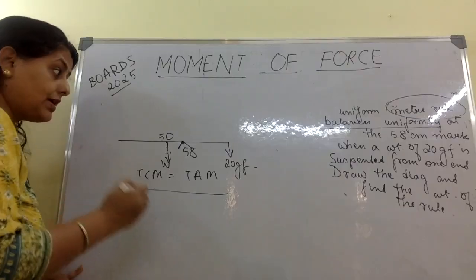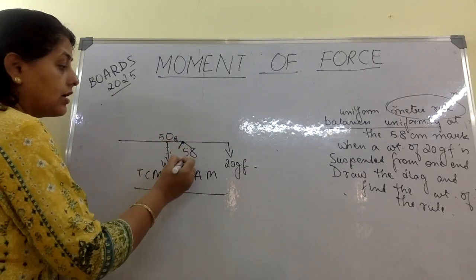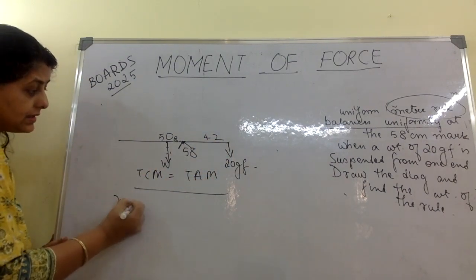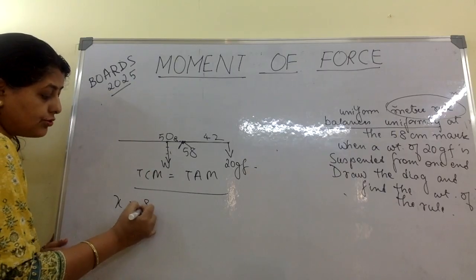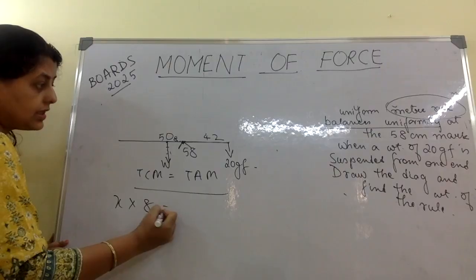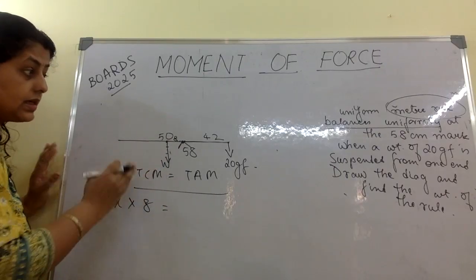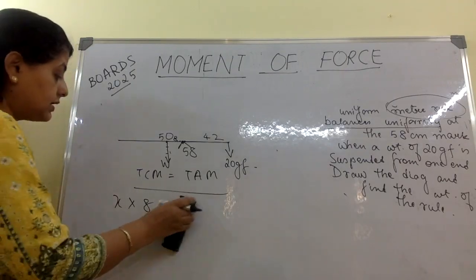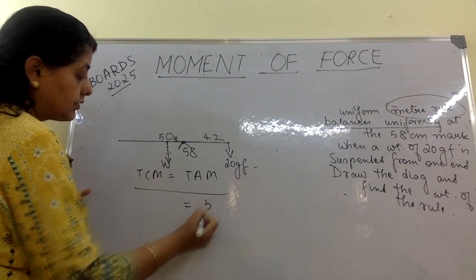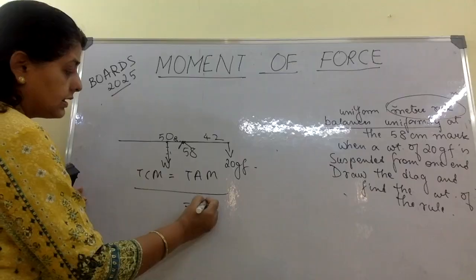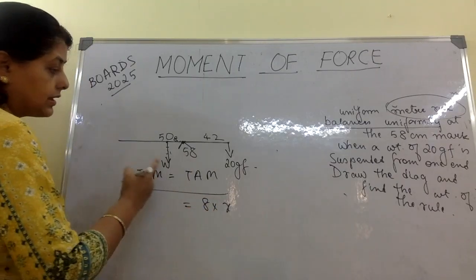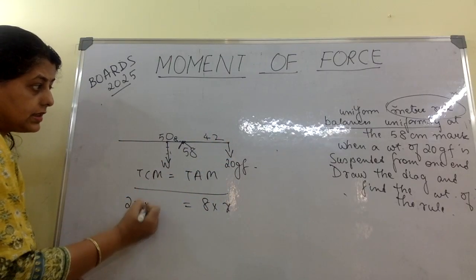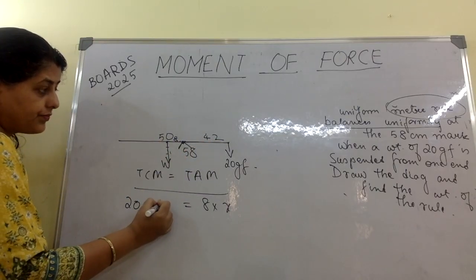So now I'll be writing the equation. Here I know this much is 8 and I know this is 42, that also I know. But I don't know the weight, so the weight is x. I take x into 8, because this is the moment. This is the anti-clockwise moment, this is 8 into x. That is the total anti-clockwise moment. This is the clockwise moment, which is 20 into 42 centimeter.